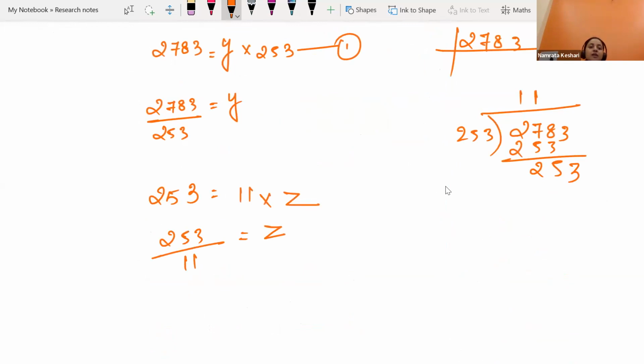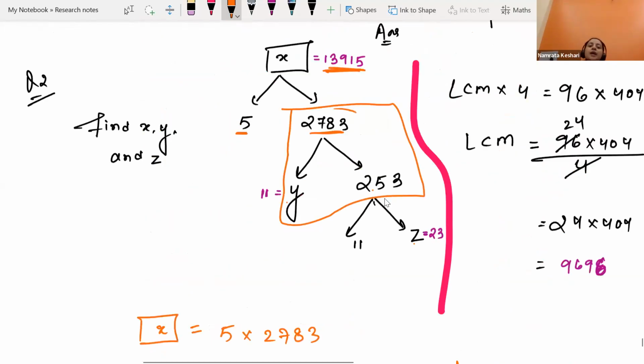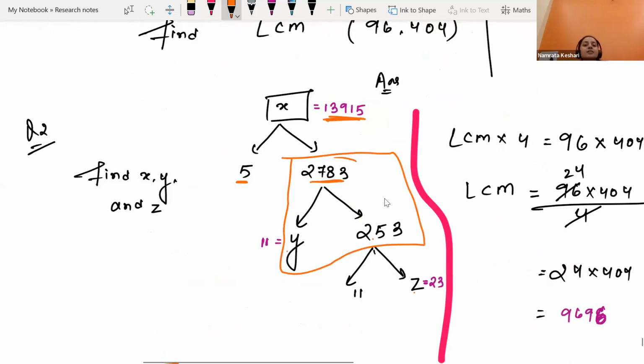Either you do it like this or you just focus over here and try to understand that x is nothing but the multiplication of 5 and 2783. Okay, 2783 is the multiplication of y into 253. Okay, 253 is the multiplication of 11 and z. Are you getting it, everyone? Yes, ma'am.